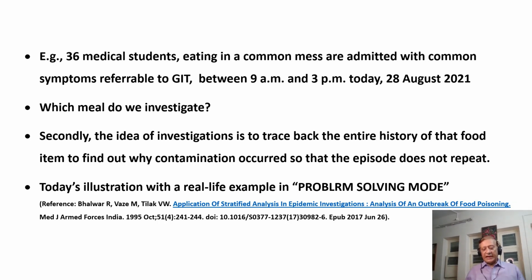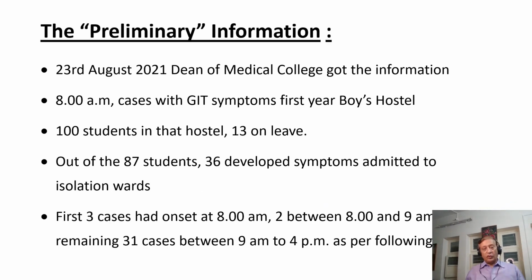The location, timings, and general settings have been modified in the example for reasons of confidentiality. You can read the original published paper at the reference shown on the screen. We will keep on solving this example as a problem-based exercise and, in the process, keep identifying the various steps to be undertaken in an outbreak of food poisoning. So, we start with the example of a real life situation with the names, dates, and the locations changed to maintain confidentiality. Now, any investigation starts with preliminary information.